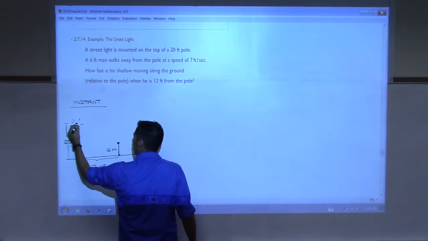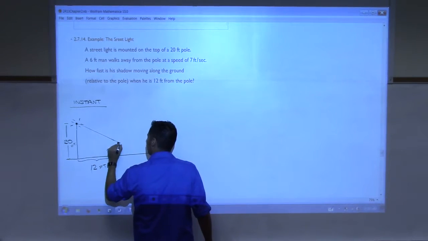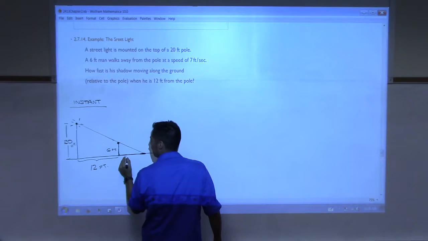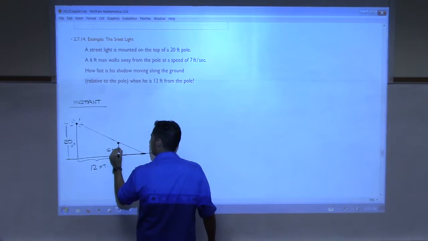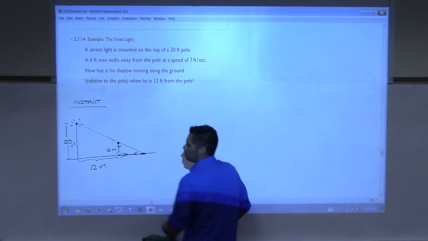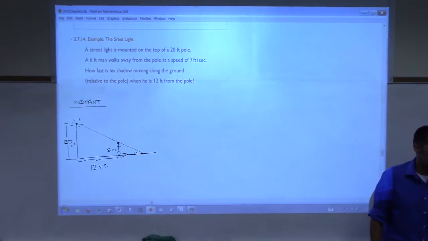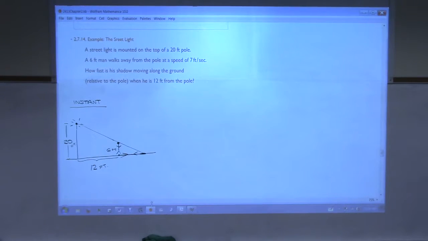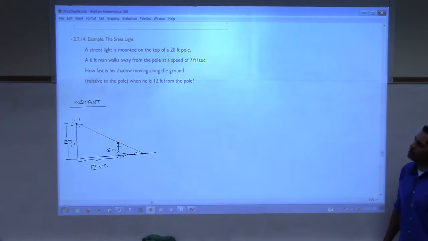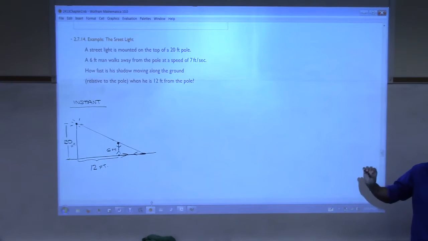The light comes out and the shadow is going to be cast on the ground like this. Here's his shadow on the ground. You know what? I'll give him legs and arms. So his shadow's on the ground like that, right? It's a pretty good shadow, huh? Realistic. Very realistic. All right, so what we want to know is how fast his shadow is moving along the ground relative to the pole. That's very important. The relative to the pole is very important in the problem.